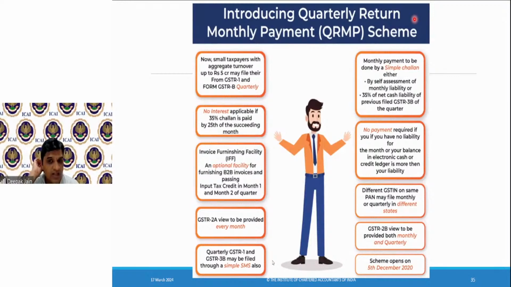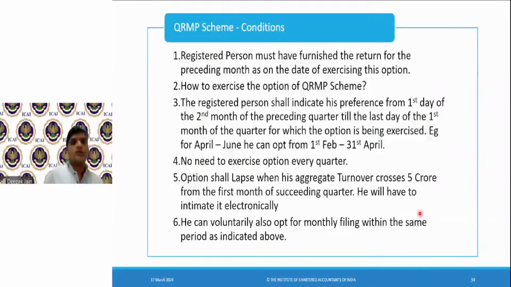Mansi is confused about last day and first day. Third point. Okay. When can the registered person opt? If he wants to opt for the next quarter, let's take months and then explain it. If he wants to opt for the April, May, June quarter to go for QRMP, then it is the first day of the second month of the preceding quarter. What is the preceding quarter? January, February, March. Which is the second month of January, February, March? February. So first day of February, correct?